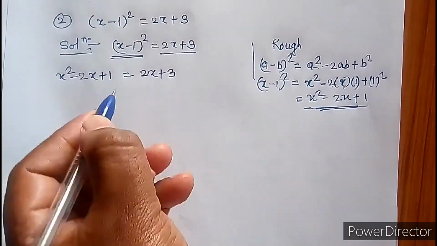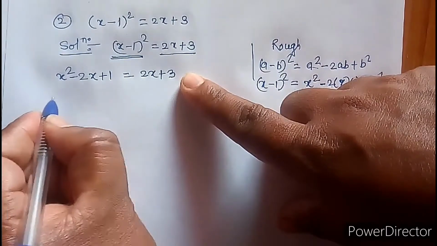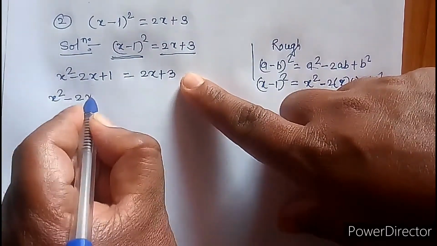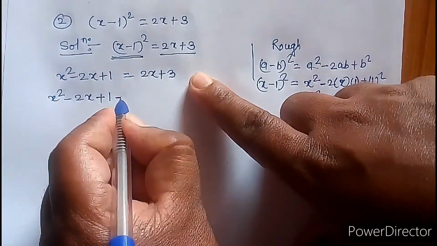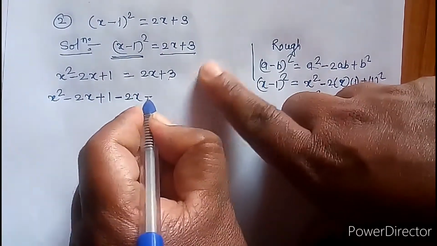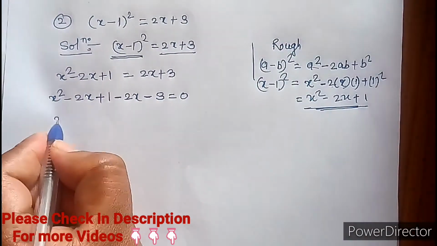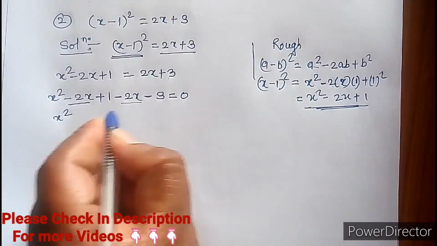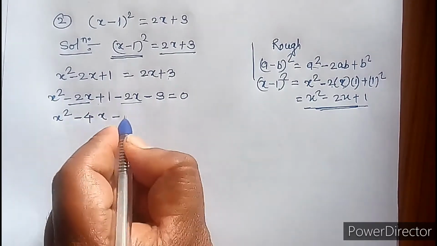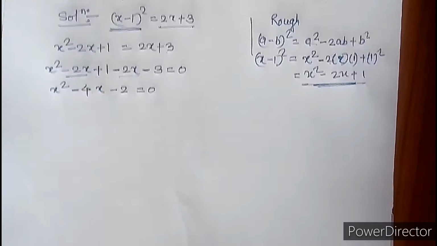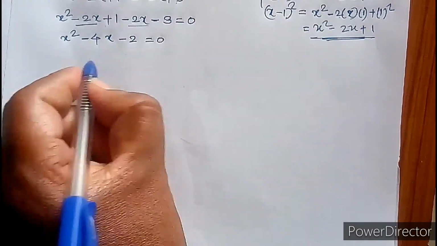Now, by shifting 2x plus 3 to the left hand side, x square minus 2x plus 1 is as it is. Now plus 2x will become minus 2x and plus 3 will become minus 3 equals to 0. Now x square minus 2x minus 2x is minus 4x, and 1 minus 3 is minus 2, equals to 0. Now we get the equation x square minus 4x minus 2.